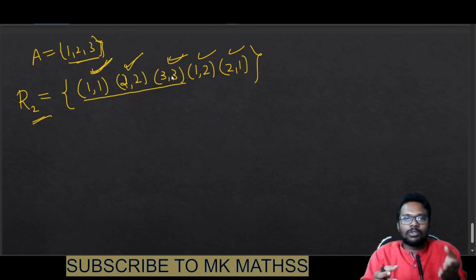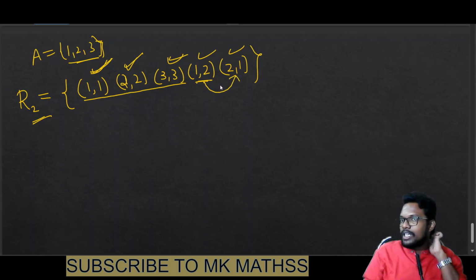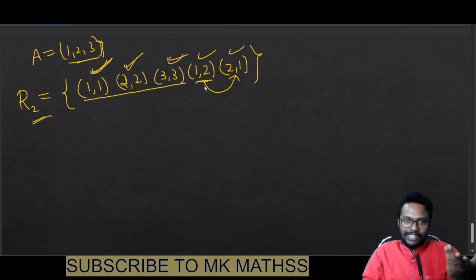So 1 1, 2 2, 3 3 we can neglect here. Let us check for the extra ordered pair. Here is 1 comma 2. If we reverse 1 comma 2, we get 2 comma 1. So obviously it is a symmetric relationship, so it satisfies the symmetric relation also. Now our main intention is to find a transitive relation.